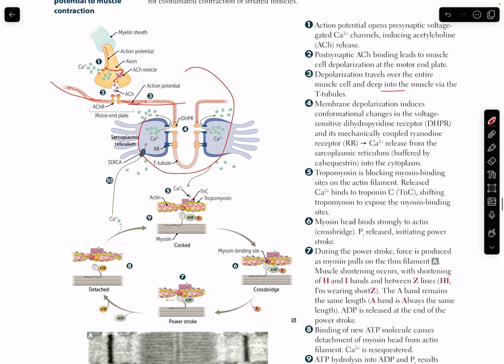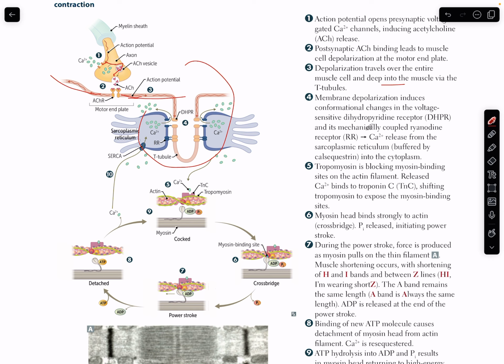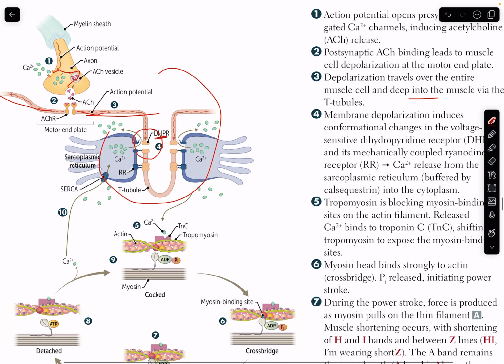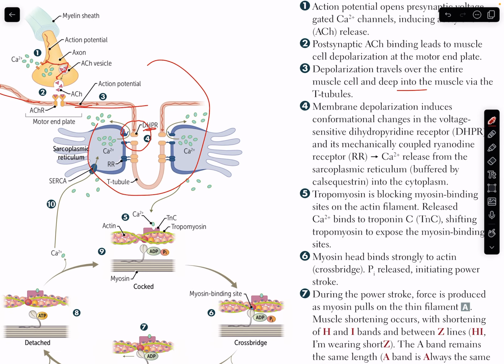Membrane depolarization induces conformational changes in the voltage-sensitive dihydropyridine receptors (DHPR). So the depolarization will make conformational changes in these receptors, the dihydropyridine receptors, which are mechanically coupled to the ryanodine receptors. These are the ryanodine receptors. What are these changes? Calcium release from the sarcoplasmic reticulum, buffered by calsequestrin, into the cytoplasm. So the main goal is to release this calcium from the sarcoplasmic reticulum into the cytoplasm of the muscle cell.